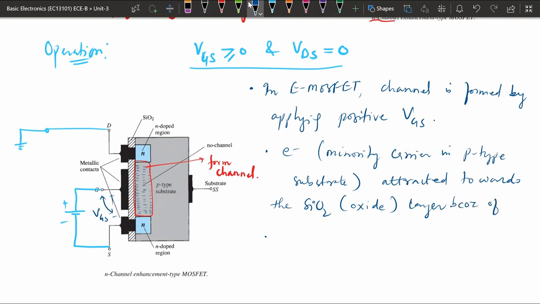Right, because of the electric field produced by applying VGS. As we apply VGS, there will be an electric field near this oxide region. This electric field will attract the electrons available in this p-type substrate. This accumulation of electrons will form a channel. So this is how the channel is induced, and the channel that is formed is called an induced channel.